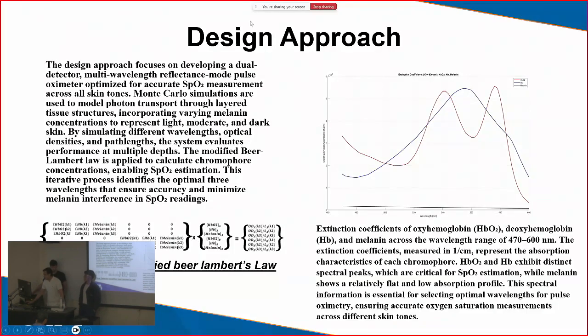Initially we chose 3 wavelengths: 470, 555 and 590. The 470 is a short wavelength, which we use for melanin correction. The 555 and 595 wavelengths we chose because we can distinguish between HbO2 and Hb, so it helps us accurately calculate SpO2 and eliminate the effect of melanin.